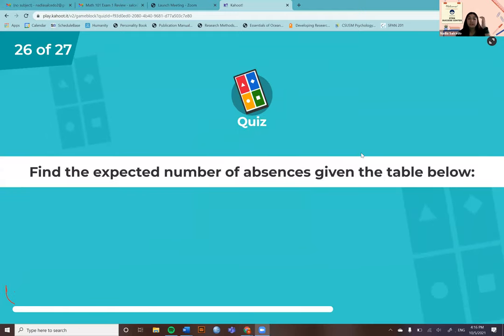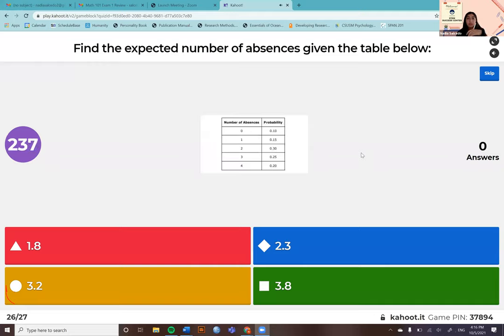All right, find the expected number of absences given the table below. We're going to be using the expected value formula, just like the last problem we've been doing. So using that formula, what would the expected value of these absences be?